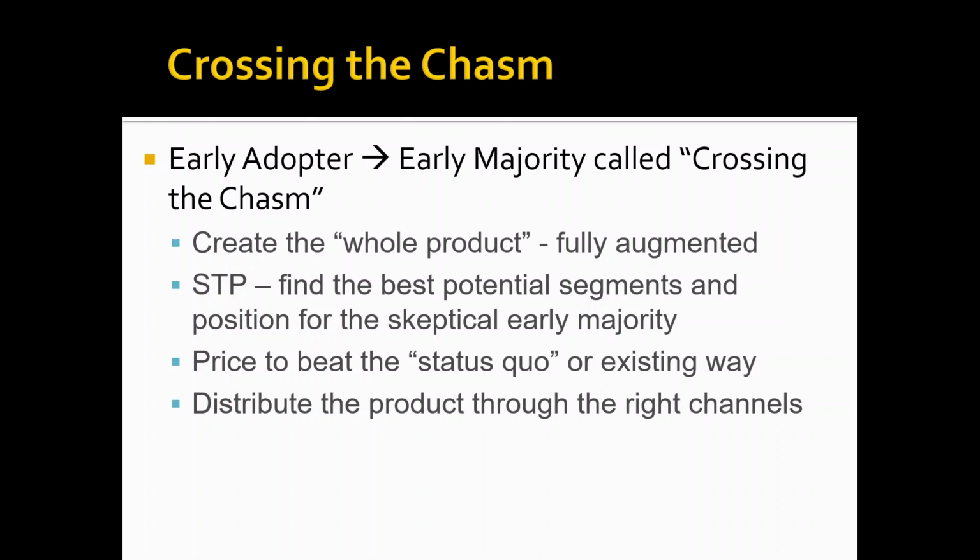Find the best potential segments. Make sure you position the brand for the skeptical early majority, not the early adopters or the innovators. Price your product in a way that it competes with the existing options people have. You need to make it attractive financially to people. And then finally, put the product where the early adopters are going to find it. And those are his keys for crossing the chasm.